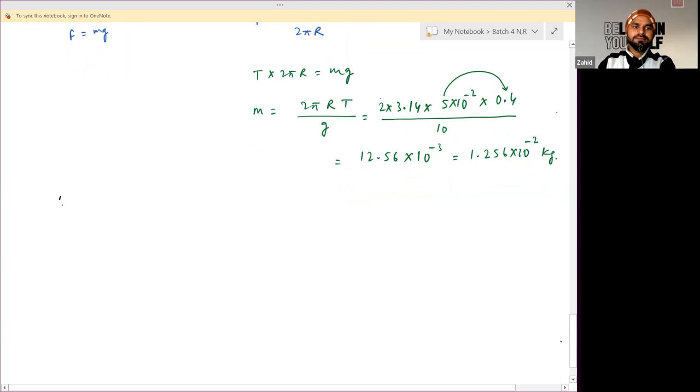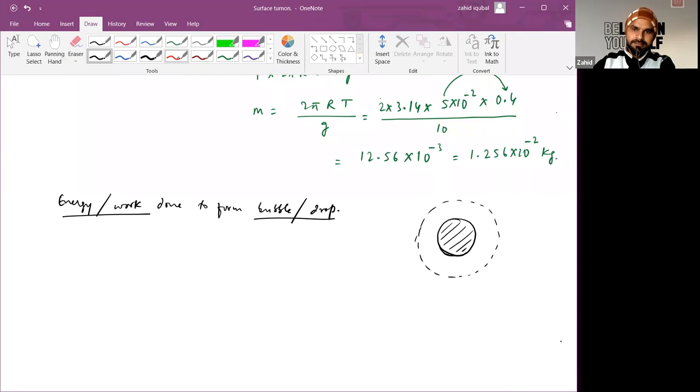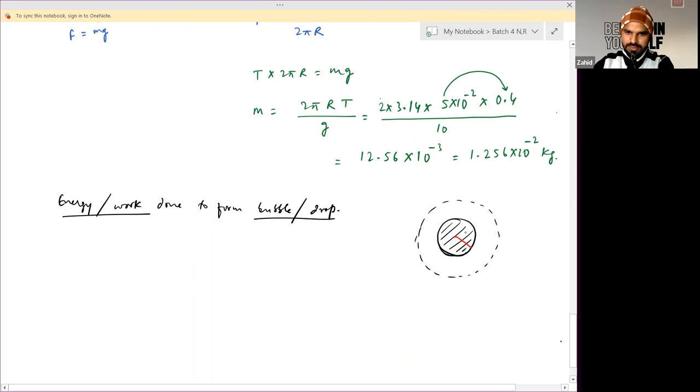Next is energy or work done to form a bubble or drop. Suppose you have a drop having radius r. So if you have to increase its radius from this point to this point, the radius of this sphere or this bubble is r, which is changing by delta r to this point.